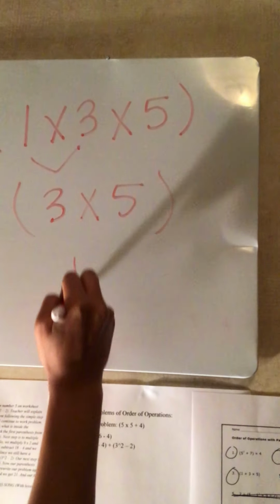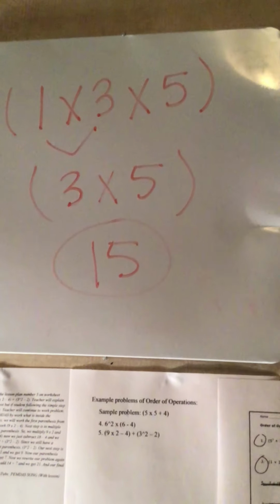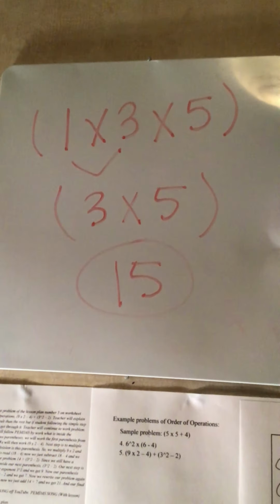And 3 times 5 is 15. And 15 is our answer. Let's move on to our next problem.